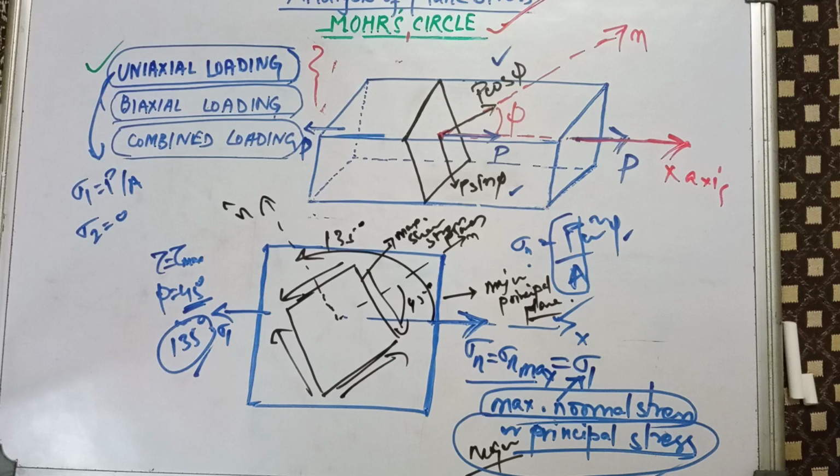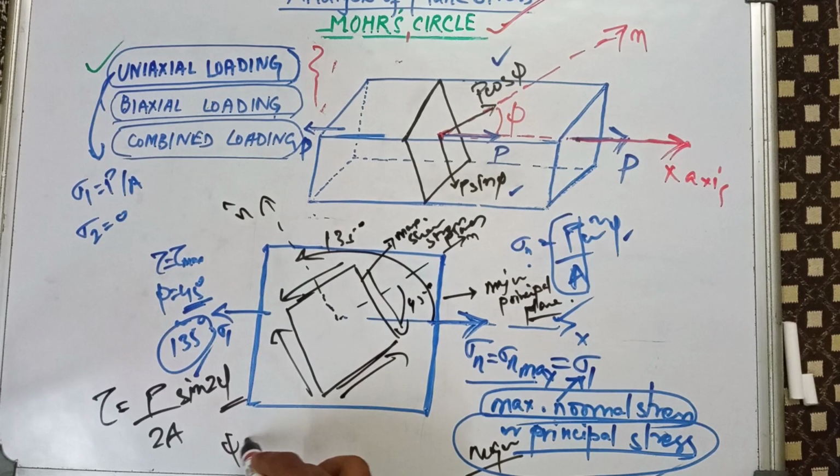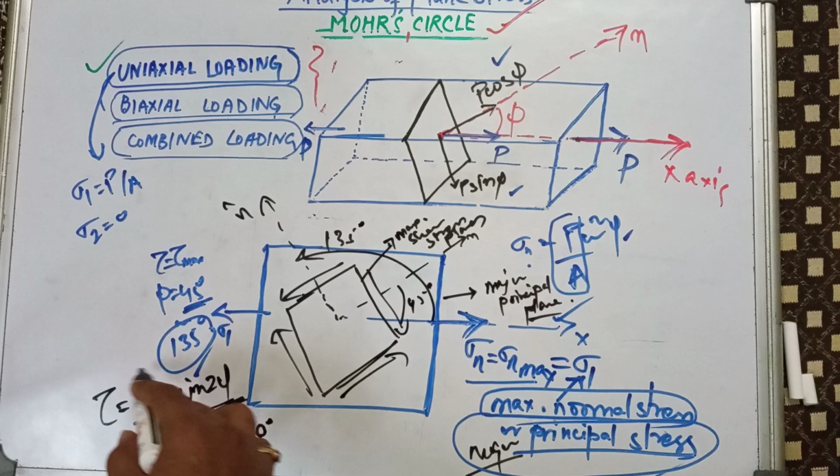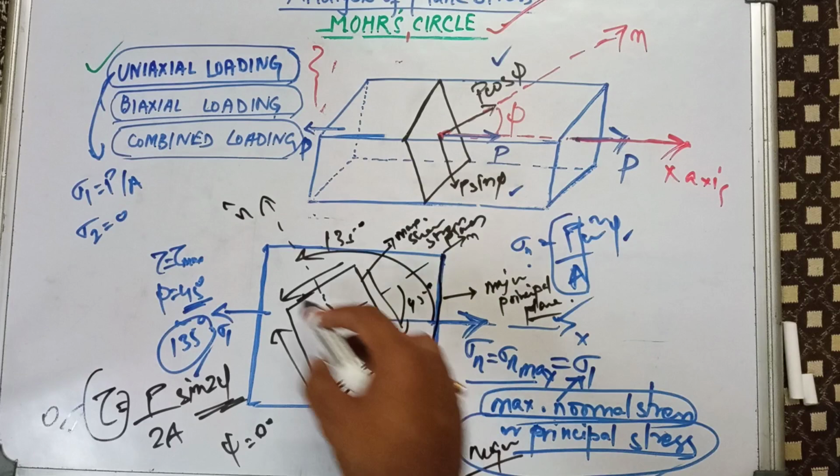Shear stress is zero, because when we derived the formula of shear stress, what was the formula we derived? P upon 2a sine 2 phi. I think I've written the correct formula, because at phi equals 45 degrees, tau will be tau maximum, which will be P upon 2a. So the value of tau maximum over here is P upon 2a. But at the cross-sectional plane, this plane or this plane, phi is equal to 0. So at sine 0, tau is equal to 0. So at the cross-sectional plane, the shear stress is also 0.